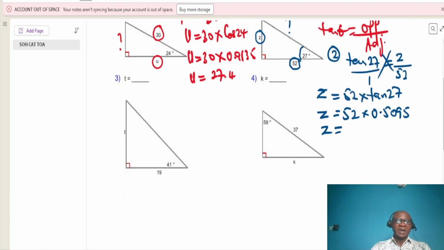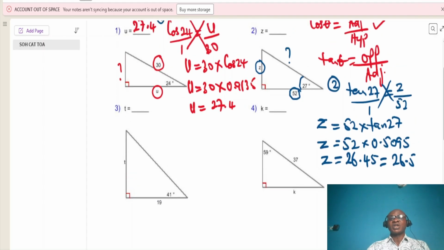Therefore, if I multiply it by 52, the value of Z will now be 26.45, and to 1 decimal place, that is 26.5. That is the value of Z, okay? In question number 2, 26.5 to the nearest tenth.